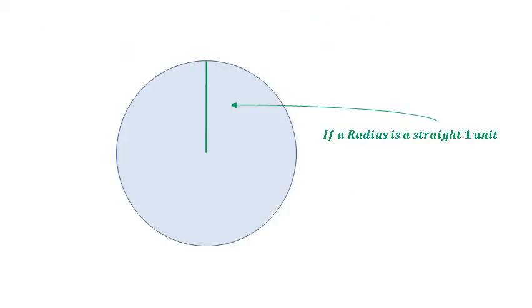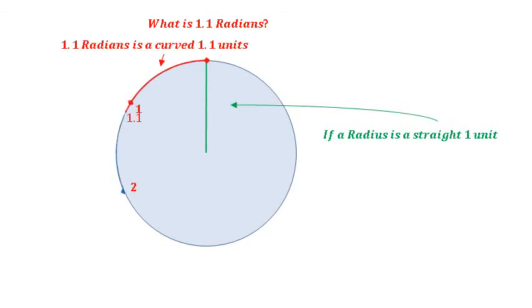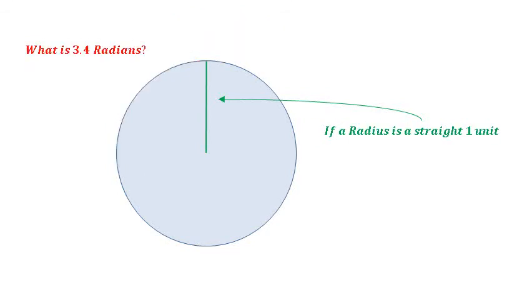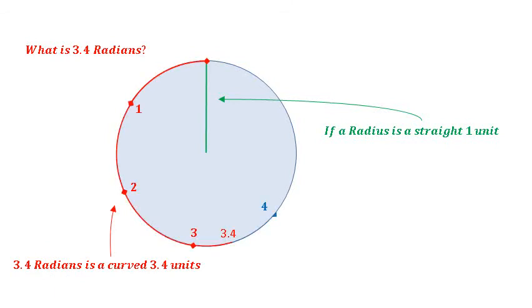You'll be glad to know that decimal places are just as easy as fractions. So when asked to measure 1.1 radians, just swing 1.1 units along the circumference. If it's 1.78 radians you need, just swing 1.78 units along the circumference. 3.4 radians is just as easy. Just swing 3.4 units along and you're done.